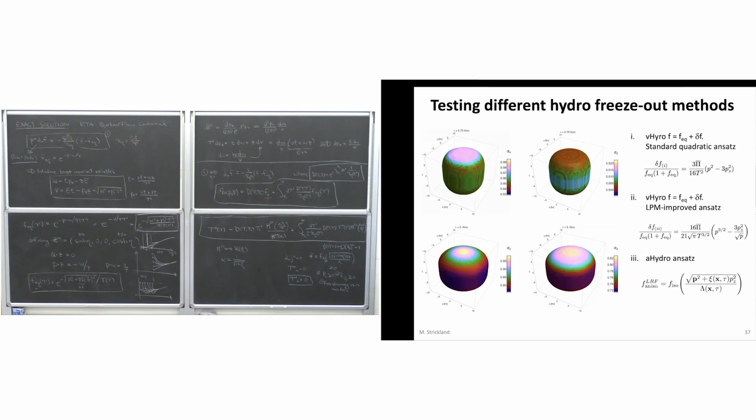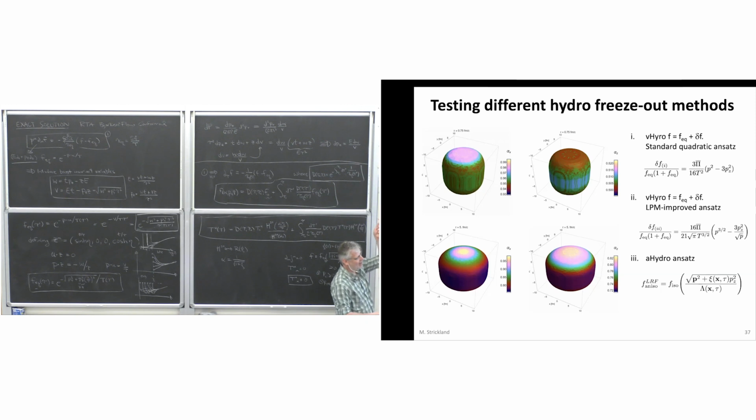But then what you're supposed to do is use some ansatz, right? Remember, I have to take f plus delta f. There's a standard one that everybody typically uses in the literature, this quadratic ansatz, and I've cooked it down to just the Bjorken case, where you can write it simply in the form we derived on the board the other day, p squared minus 3 pz squared. That's supposed to say V hydro, sorry.